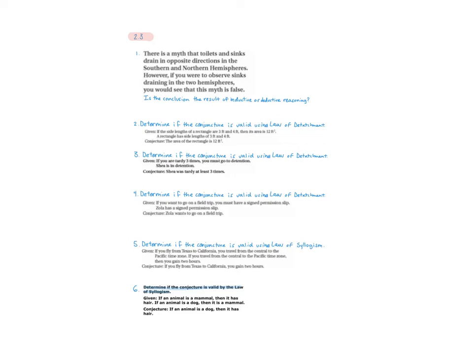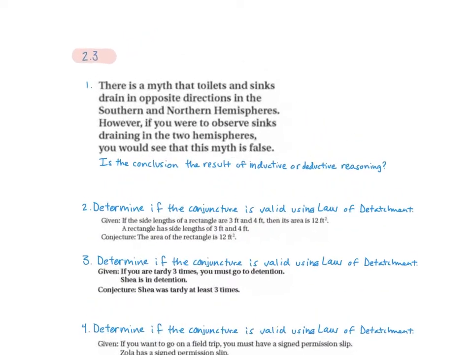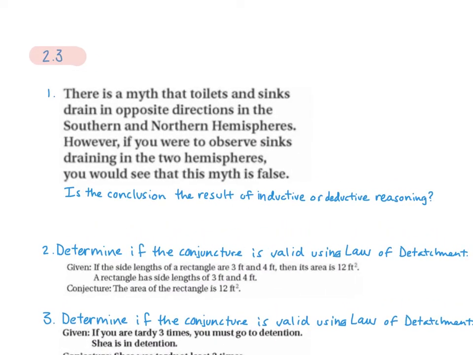Okay, this is the review for the test on October 3rd, and it's sections 2.3 through 2.6. So let's start with looking at question number 1. There's a myth that toilets and sinks drain in opposite directions in the southern and northern hemispheres. However, if you were to observe sinks draining in the two hemispheres, you would see that this myth is false.